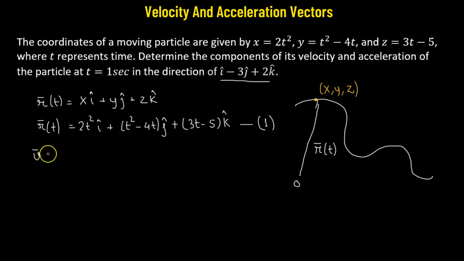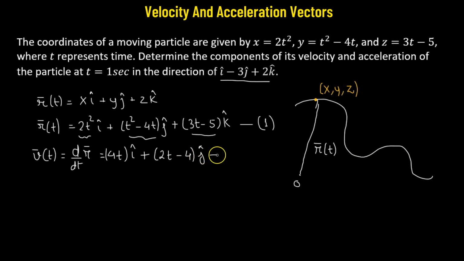So the velocity of the particle is simply the time derivative of our position vector r. Time derivative of the position vector r simply means we'll take the time derivative of each of the components x, y and z. So time derivative of 2t squared will be 4t. So we have 4t i cap plus time derivative of t squared minus 4t, so that's 2t minus 4 j cap, plus time derivative of 3t minus 5, so that's 3 k cap. So let's label this as equation number 2.